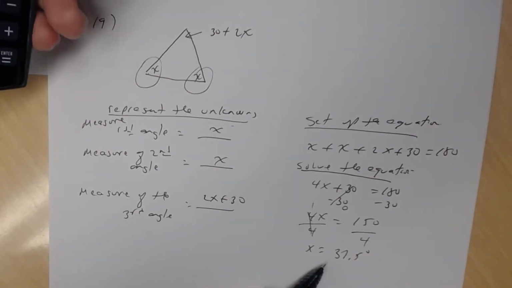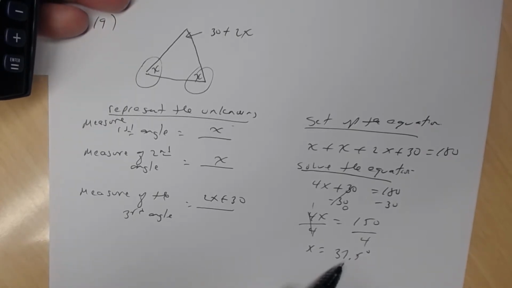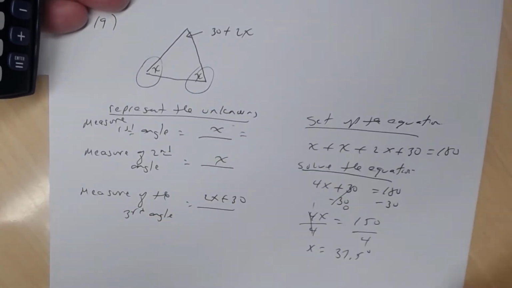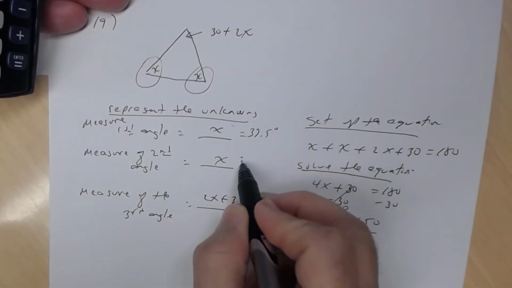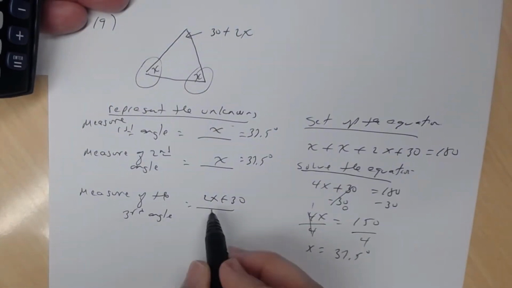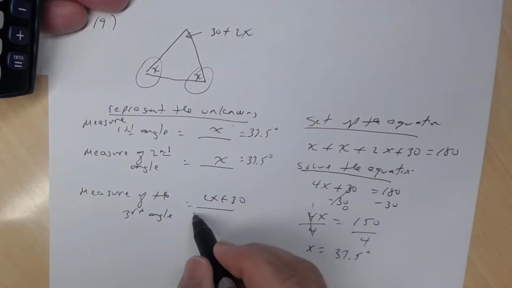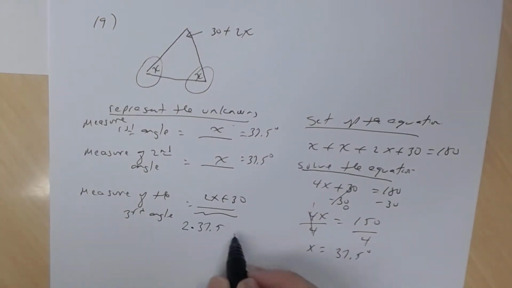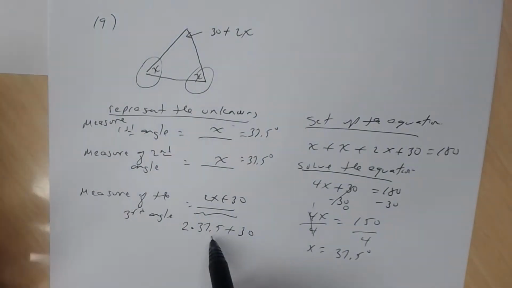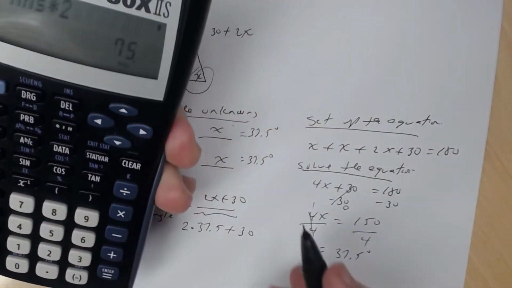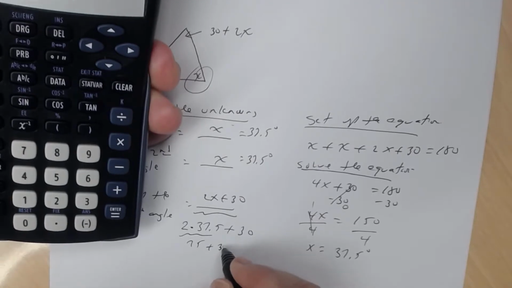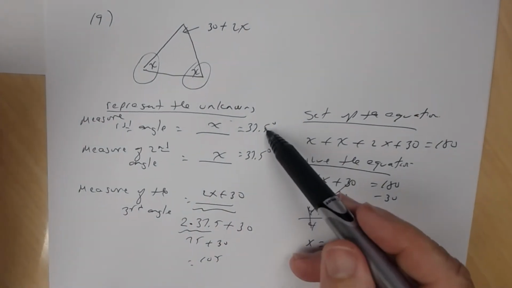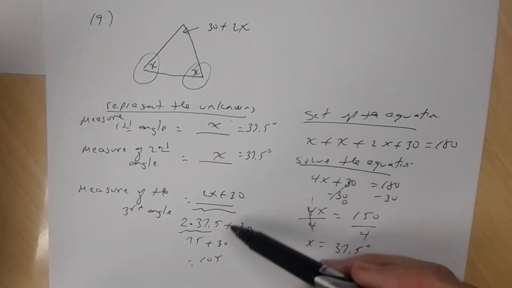So remember, this is x, so x is 37.5 degrees. That means that the measure of the first angle and the measure of the second angle are both the same, and they're both 37.5 degrees. And the measure of the third angle, let's just use this expression, it'll be 2 times 37.5 plus 30. So 2 times 37.5 is 75, and 75 plus 30 is 105. It makes sense because when you add these three angles, it better add up to be 180 degrees.